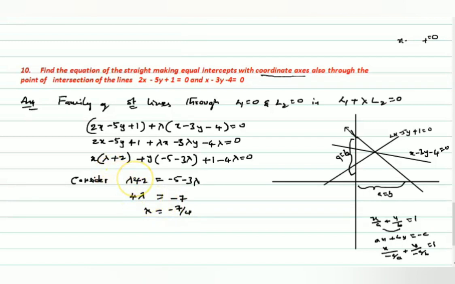Substituting lambda is equal to minus 7 by 4, we get here, therefore x into minus 7 by 4 plus 2, y into minus 5 minus 3 into minus 7 is plus 21 by 4, and then 1 minus 4 into minus 7 by 4 becomes plus 7 is equal to 0. Here the 4 gets cancelled, minus 4 plus 4, and then plus 7. So take LCM, 8 minus 7 is 1 by 4 x, and this is minus 20 plus 21 is plus 1 by 4 y, plus 8 is equal to 0.